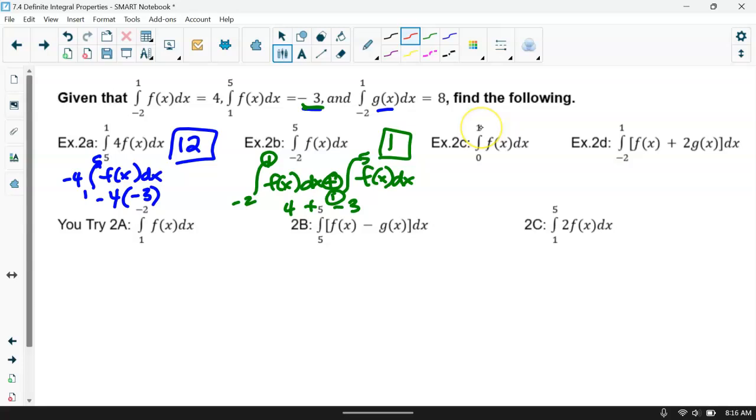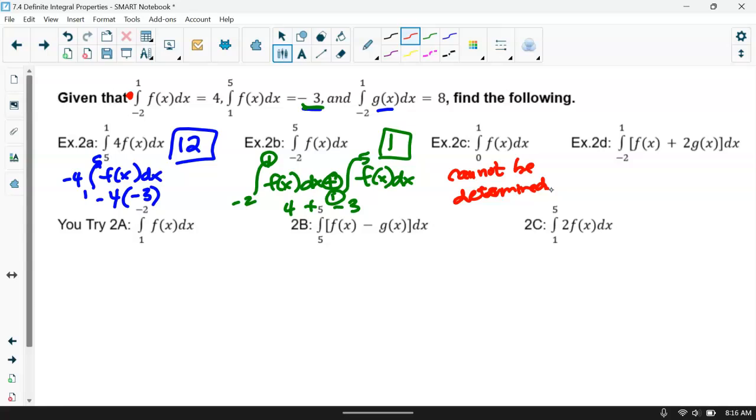Then 0 to 1. Now we have negative 2 to 1, not 0 to 1. So 0 is, if you think about it, right, somewhere in this interval. But we don't know exactly where the 0 is and the area. We just know that negative 2 to 1 is 4. So this is actually a situation where we don't have enough information. This cannot be determined, or we do not have enough information.